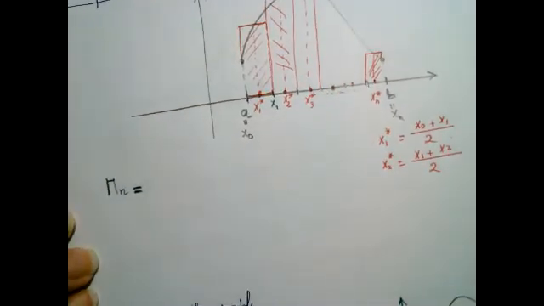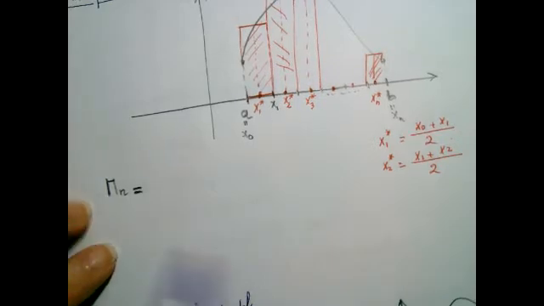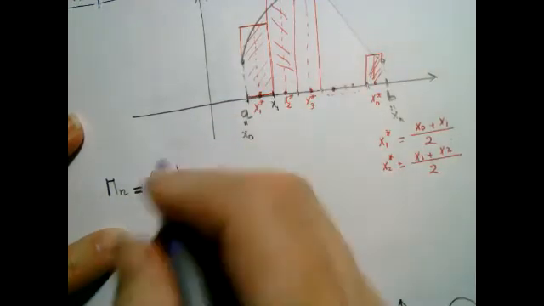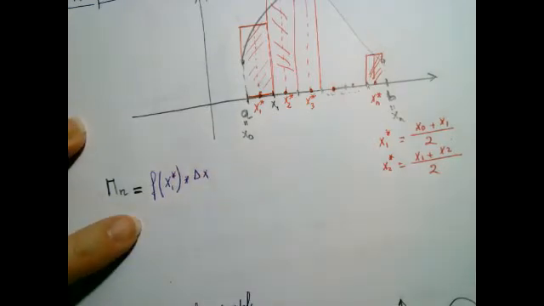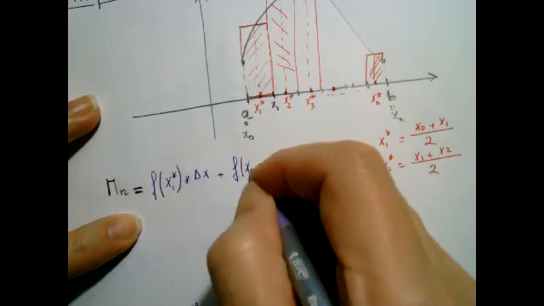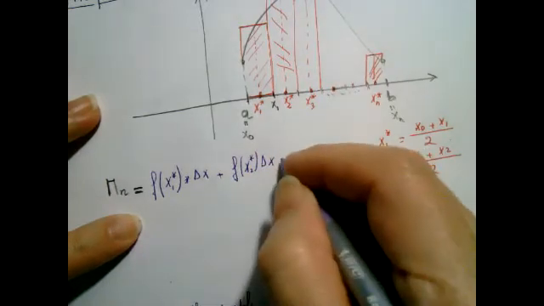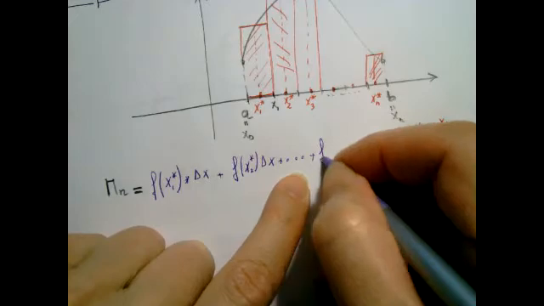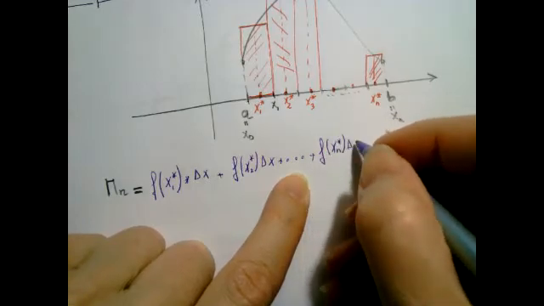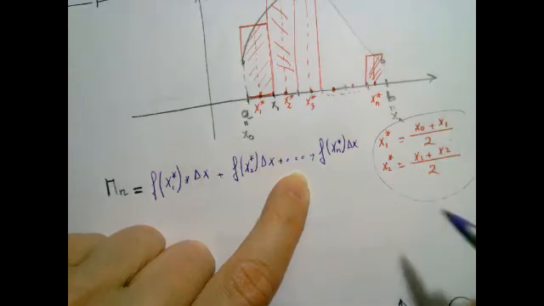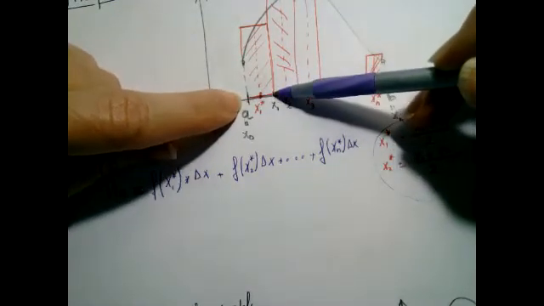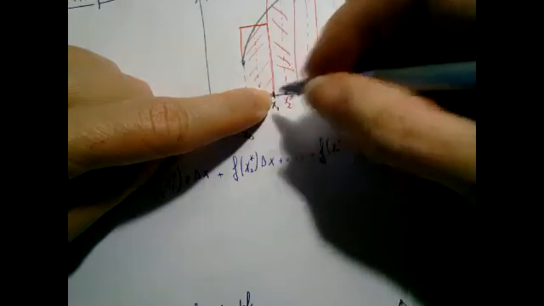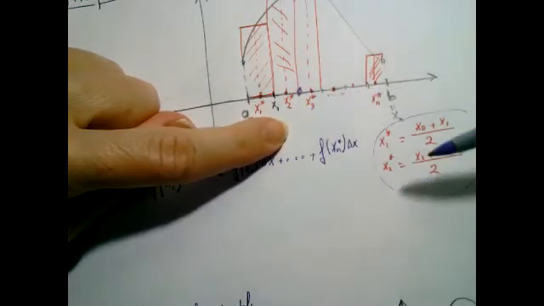So what is Mn now? Now we're going to repeat the same thing. Mn is the value of the function at the midpoint. So it's going to be f of x1 star, that's the height, times delta x, the width, which is the same. Plus the value at the next midpoint times delta x. Plus, and we keep adding. Those three dots mean that you keep adding. So my last rectangle is f of xn star times delta x. And the midpoint formula is just the average: you take the two coordinates, add them, and divide by 2. That's the formula for the midpoint.